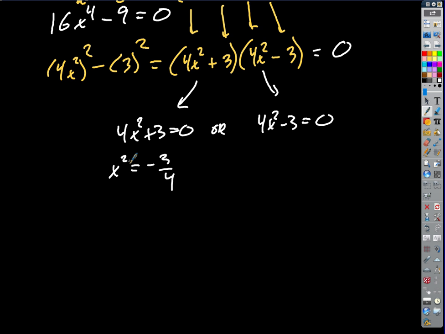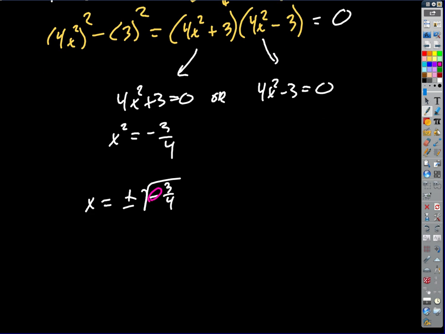Now what? Square root. Okay, so if I square root both sides, I get x equals plus or minus the square root of negative 3/4. Well, what's happening with that negative, first of all? Turn it into an i. That's an i. Right away, we know that's an i. Okay?